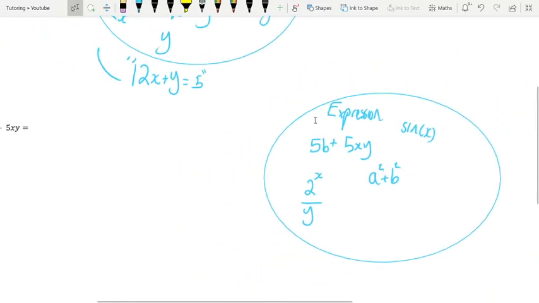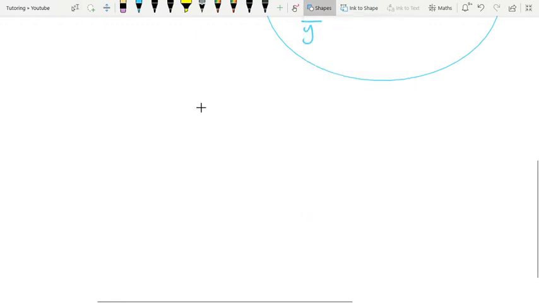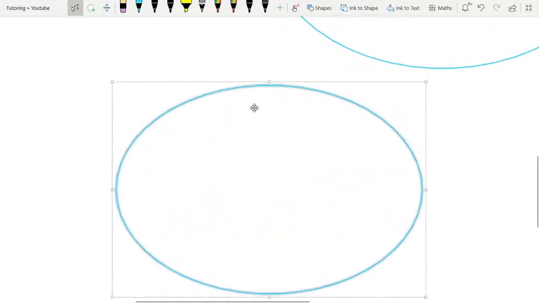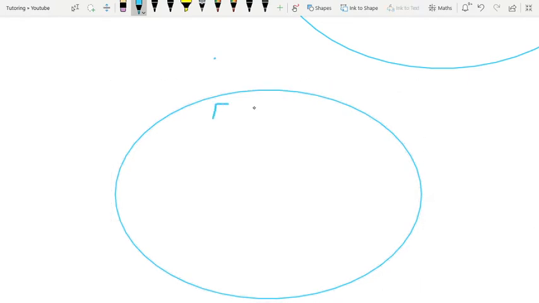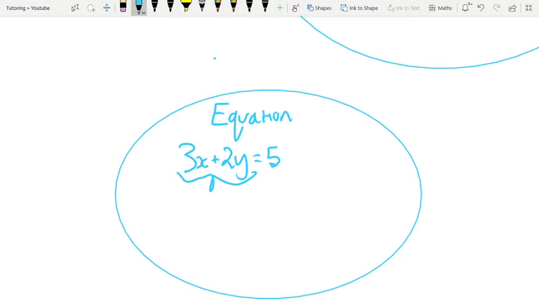The one difference between an expression and an equation, so if we do an equation here, an equation is an expression with a value. So say we had 3x plus 2y is equal to 5. Well, this is an expression here, and this is its value. So an equation is an expression with a value.